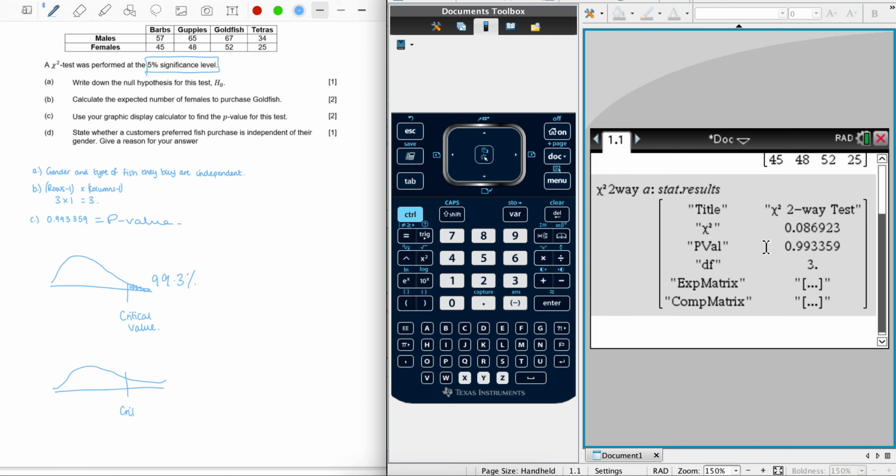So again, the critical value is to be 5%. In which case we're going to accept H0, so they are independent.